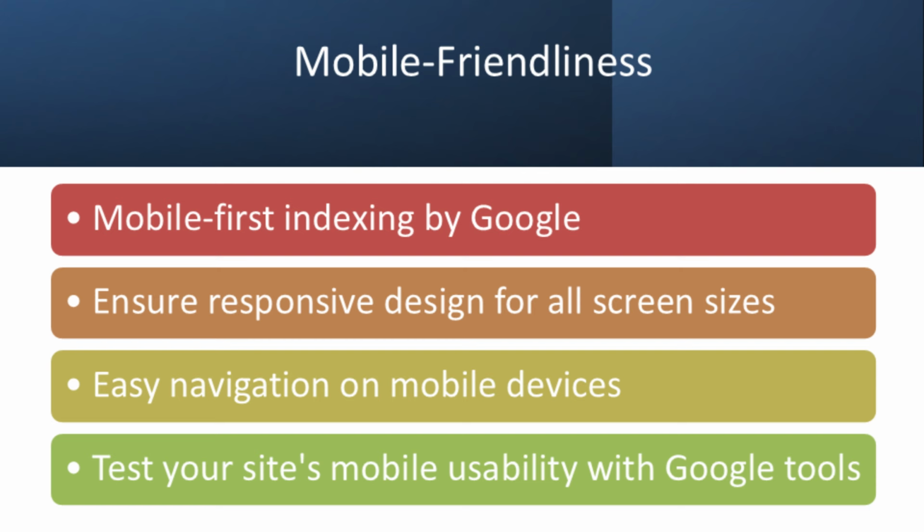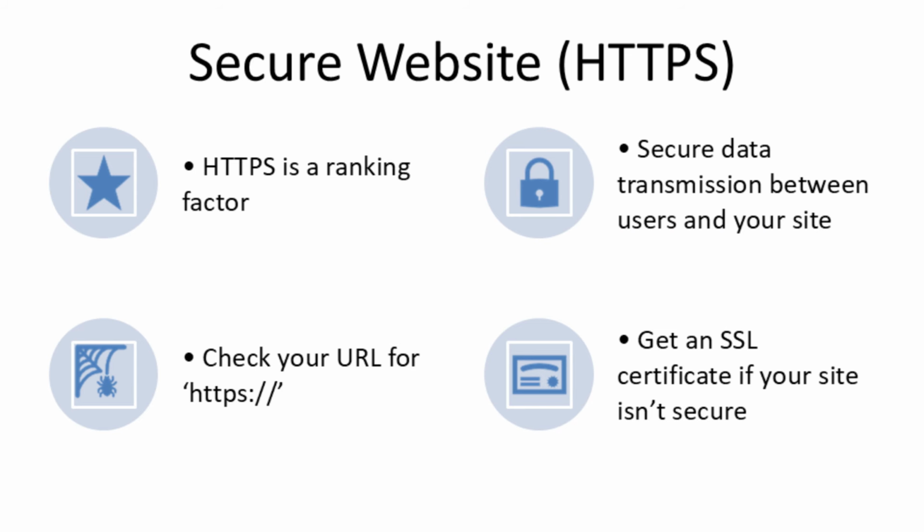Fourth is secure website, HTTPS. See, in today's world, website security is a top priority. HTTPS, which is Hypertext Transfer Protocol Secure, is the secure version of HTTP, and it encrypts data between the user's browser and your website. So Google has confirmed that HTTPS is a ranking signal, meaning secure websites are likely to rank higher than those without SSL, secure socket layer certificates.